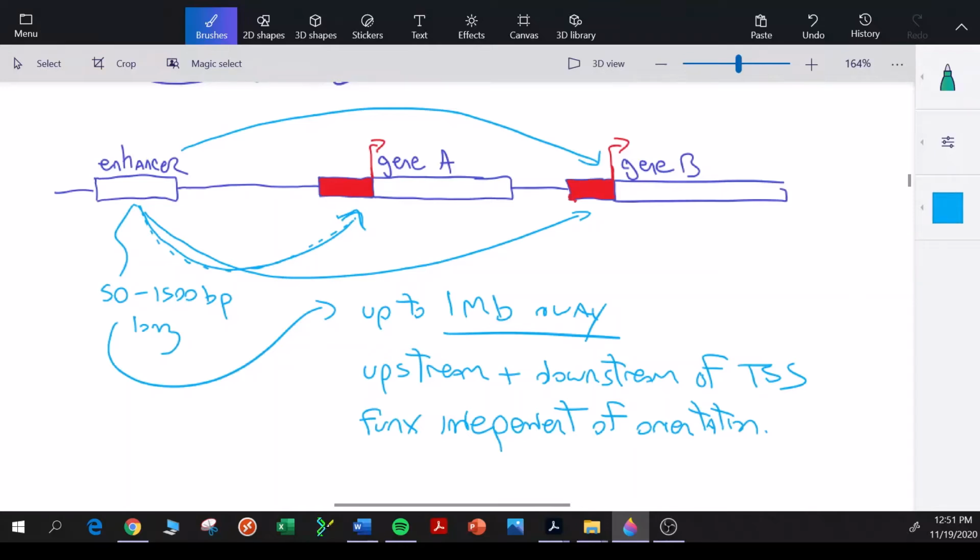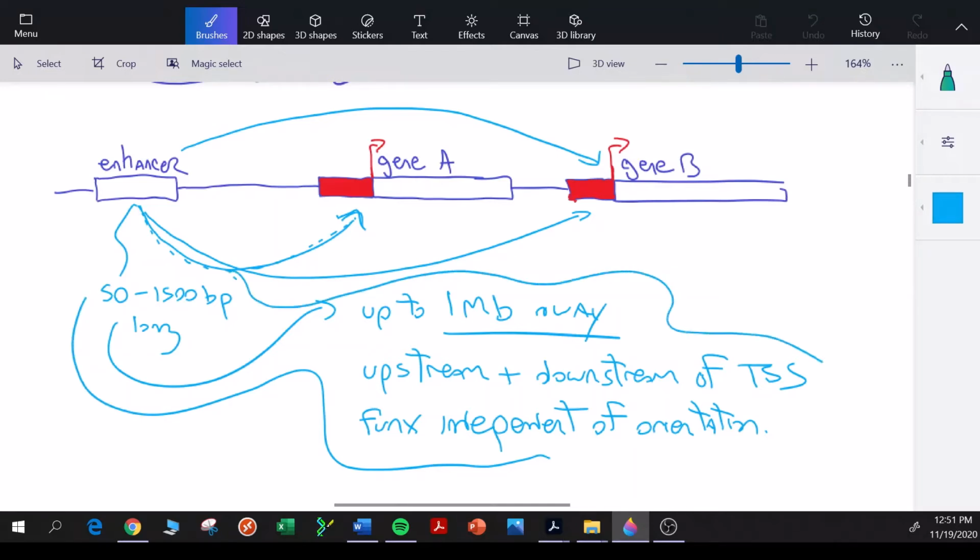So what I want to focus on is, how does that work? How does an enhancer have all these different characteristics, and how does it influence the transcription of a gene that's located so far away? And why doesn't the orientation matter? There are all these interesting things about enhancers, which hopefully I'm going to be able to explain to you in this video.